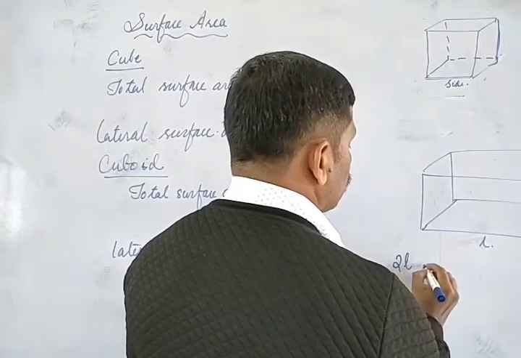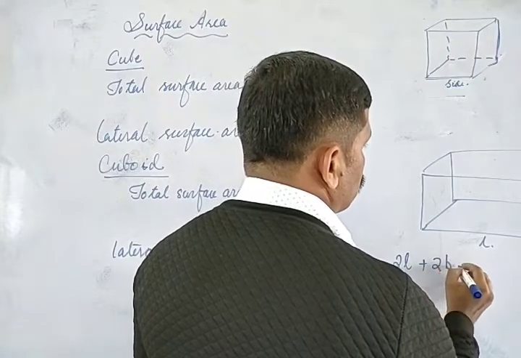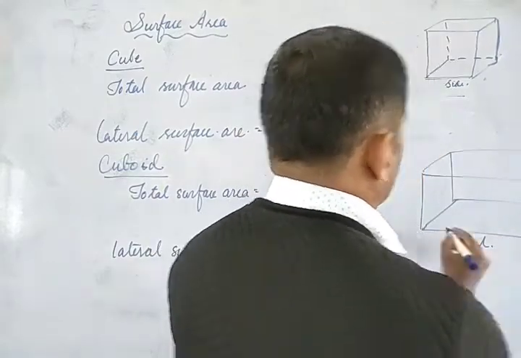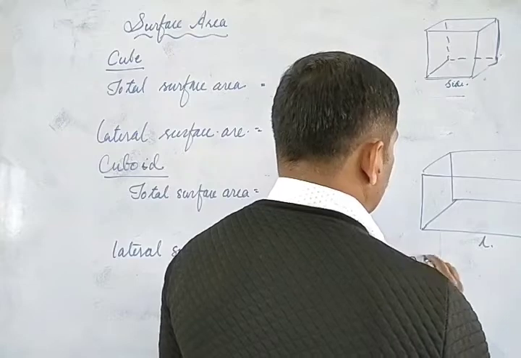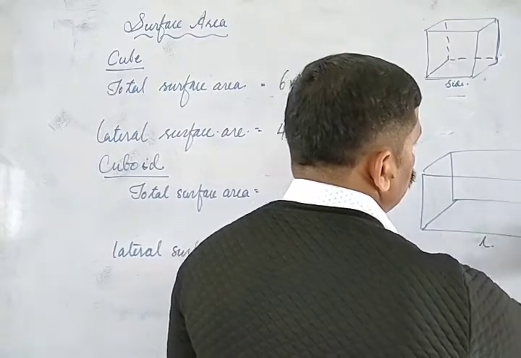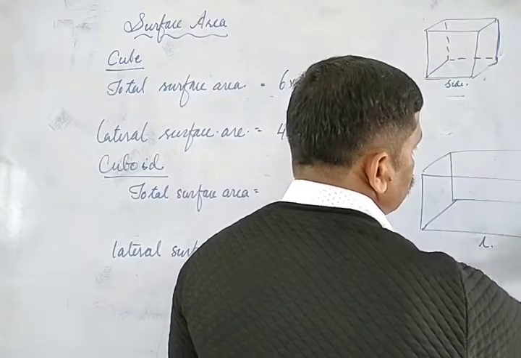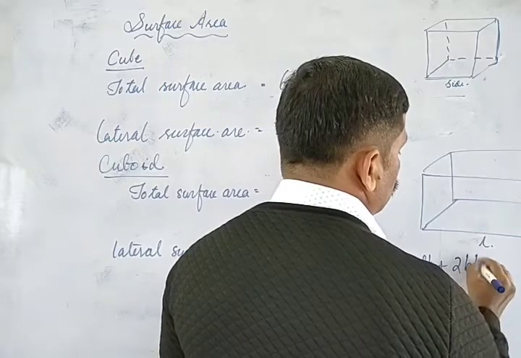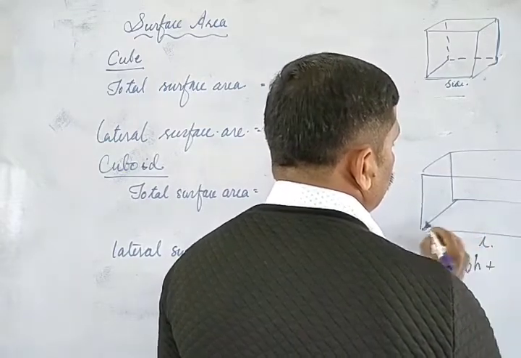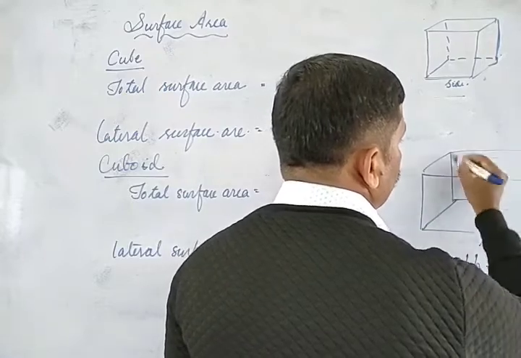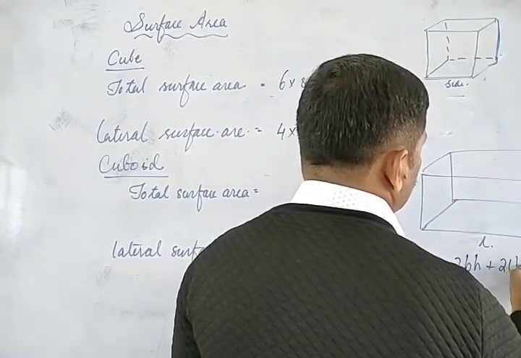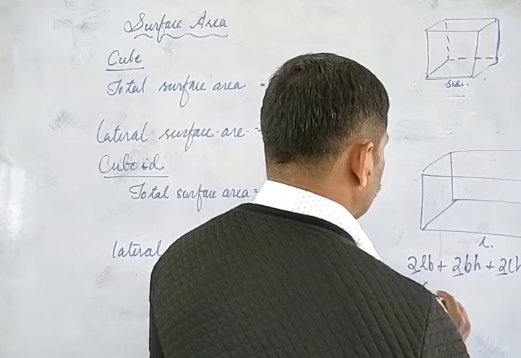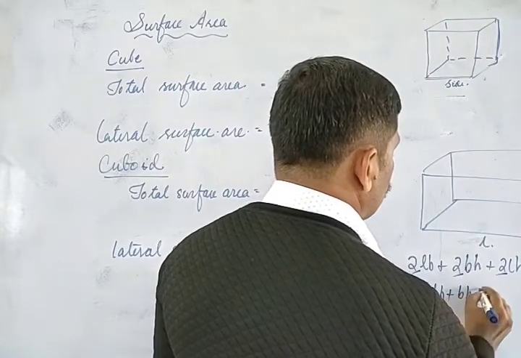Here 2 length into breadth, 2 LB, plus 2 BH. Here also this area is breadth into height, here also breadth into height, that means 2 BH, plus length into height, front side length into height and downside also length into height, means 2 LH. So here 2 is common, that we take out: 2 into LB plus BH plus LH.